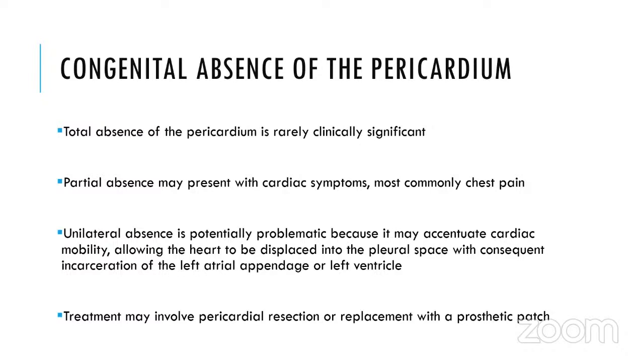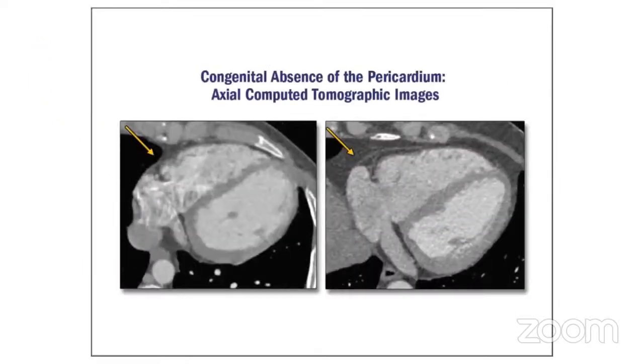Unilateral absence can be problematic because it may affect cardiac mobility, and theoretically it can allow the heart to be displaced into the pleural space with incarceration of the left atrial appendage or the left ventricle. So treatment for this condition may involve pericardial resection or replacement with a prosthetic patch.